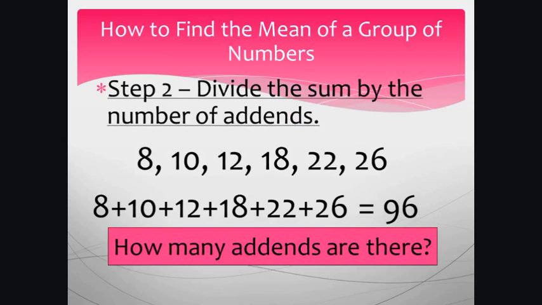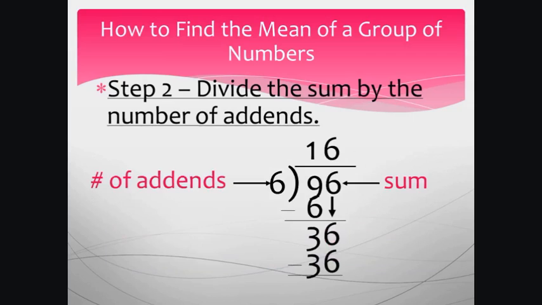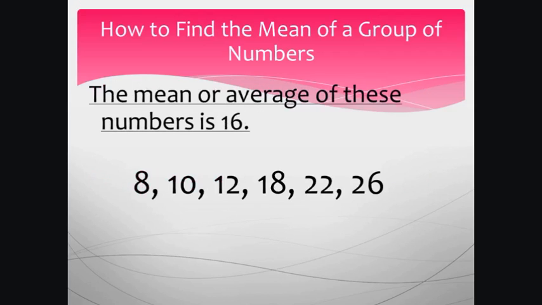Then what we do is figure out how many add-ins there are. So ask yourself, how many numbers did we add together to equal 96? Well, that would be 1, 2, 3, 4, 5, 6. We then divide the sum by the number of add-ins. So we are dividing 96 by 6, the sum divided by the add-ins, to equal 16. So the mean, or the average, of that data set is 16.